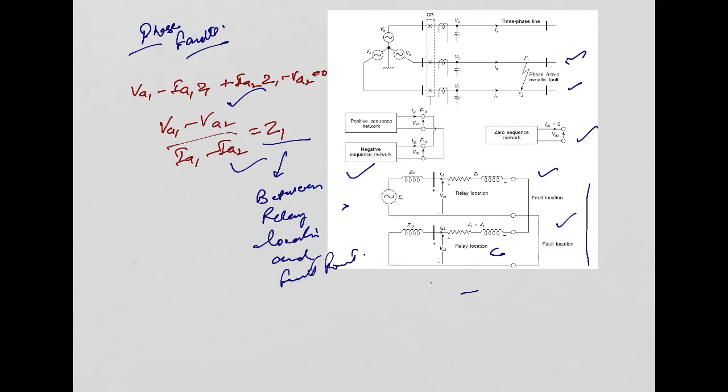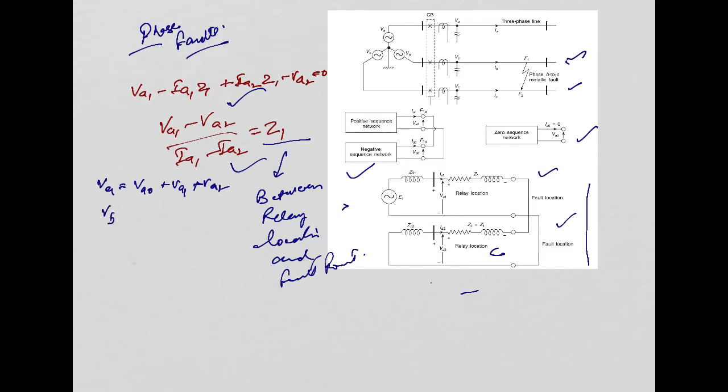However, the sequence components of voltage and currents are not readily available at the relay location, as we already know. Instead, the line voltages and currents are readily available. So we can manipulate the line voltage and current to get the desired sequence components. We know the fact that VA equals VA naught plus VA1 plus VA2.